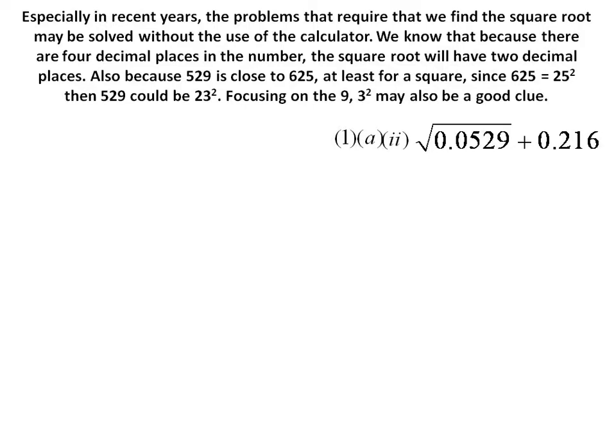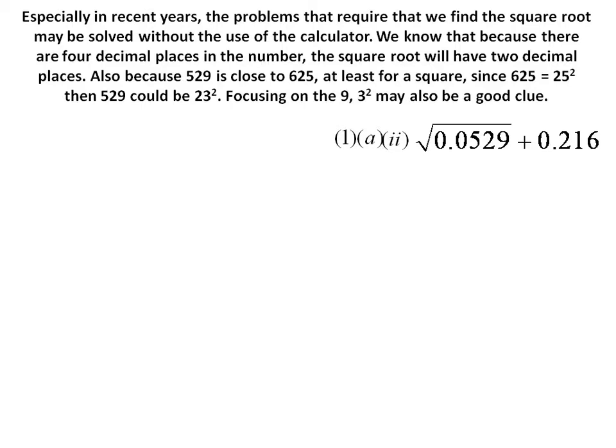Also, because 529 is close to 625, we may say that is not so close. Well, at least for squares, they are very close if we are talking about squares, because if we square 20, we get 400. If we square 21, we get 441. That one is, as a matter of fact, 41 units away.